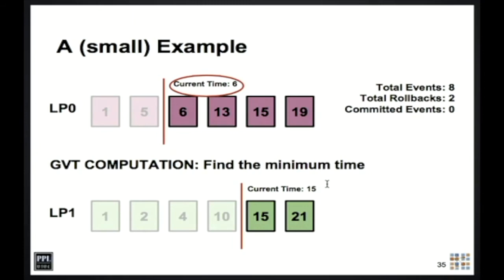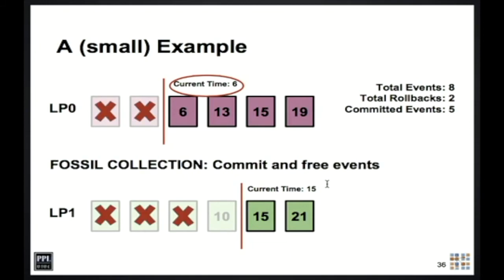Because everyone has at least made it to time 6, we're not going to create any new events for time prior to 6. So now we can do what's called fossil collection, where we commit and free any events that occur before time 6. Committing not only frees the memory, but also allows us to commit effects that have side effects.